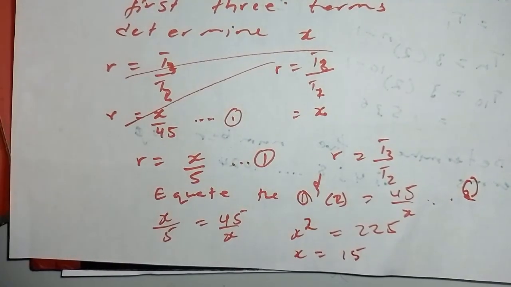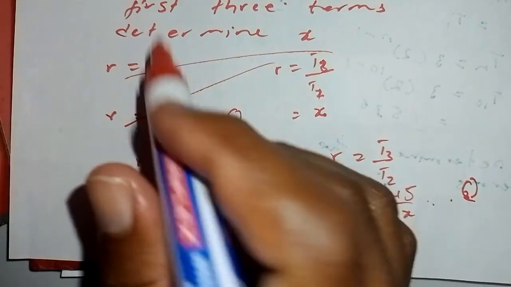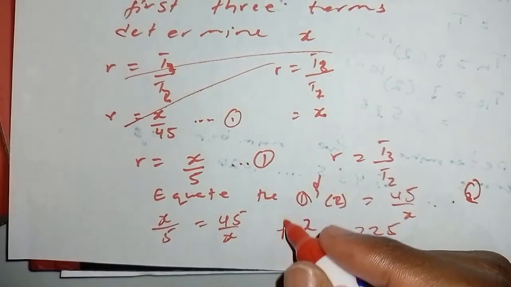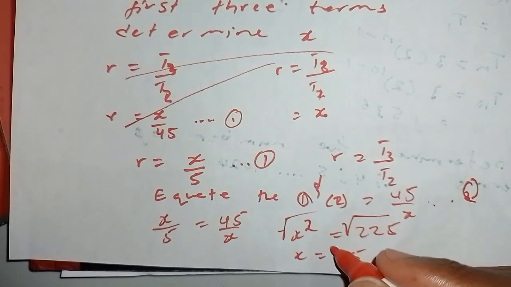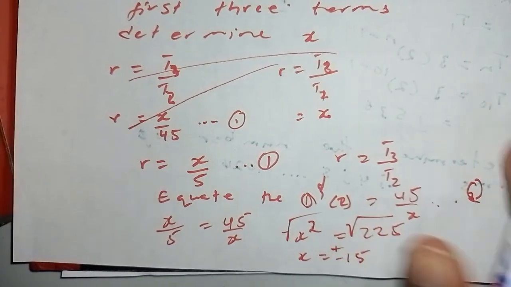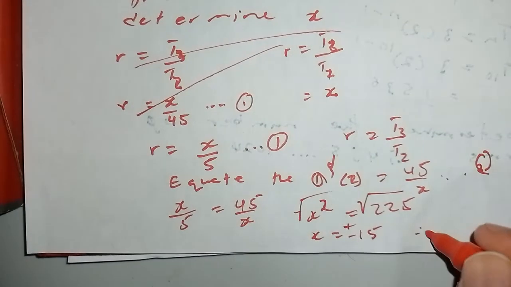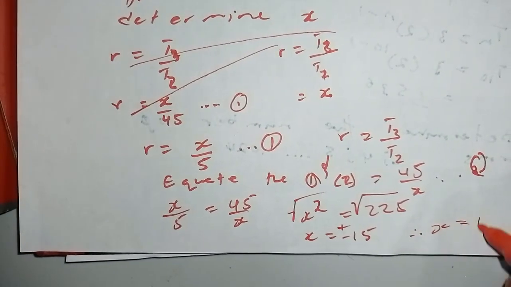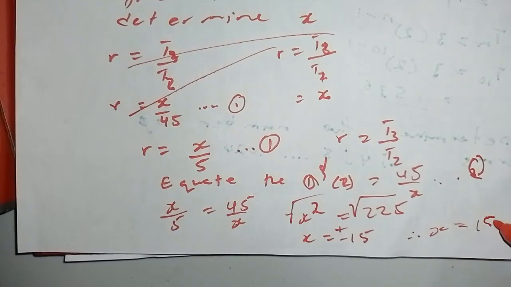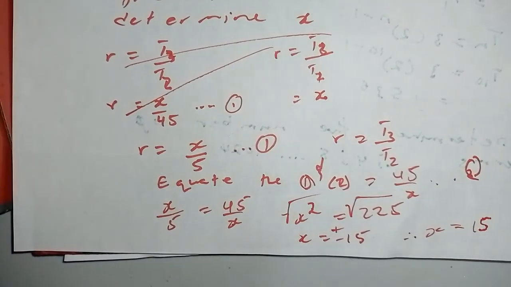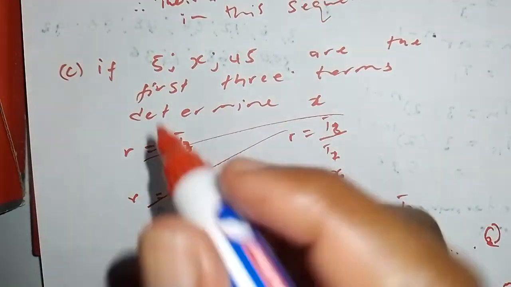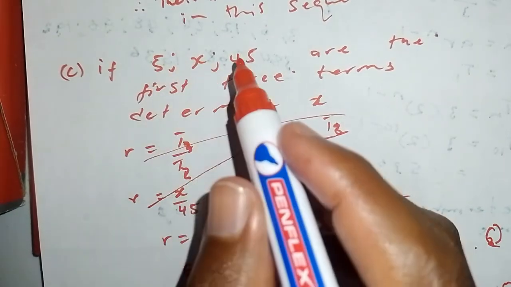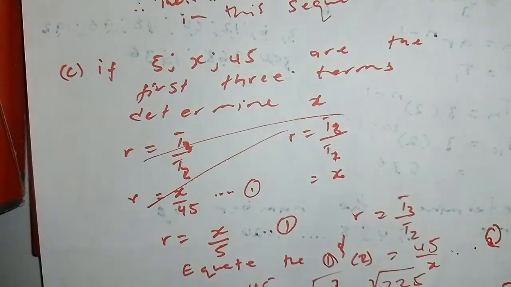Now, looking at this, again we're going to have the square root, which is supposed to be plus or minus. But at the end you just conclude and say, therefore, my x is positive. Why is my x positive? Because if you look at this pattern, it's an increasing pattern. You have 5, you have 45, it continues like that.